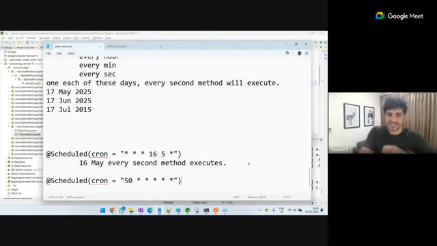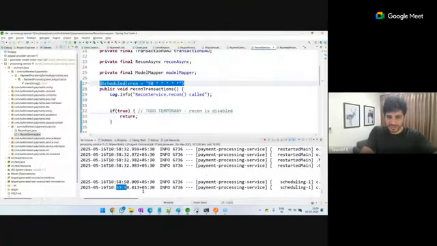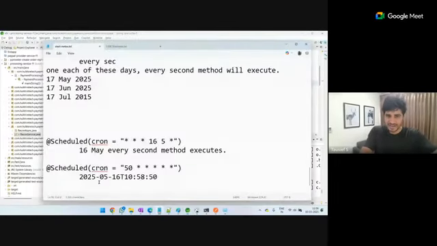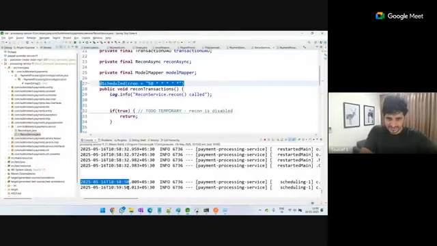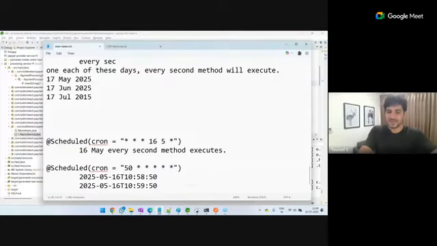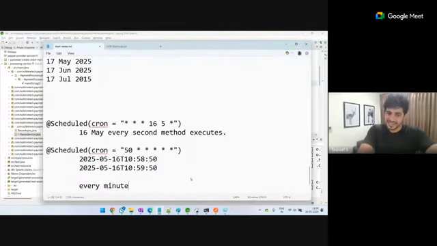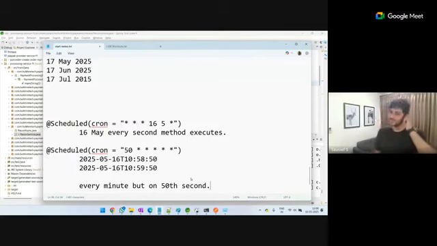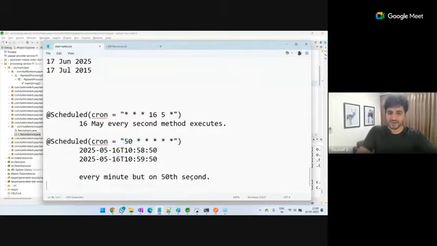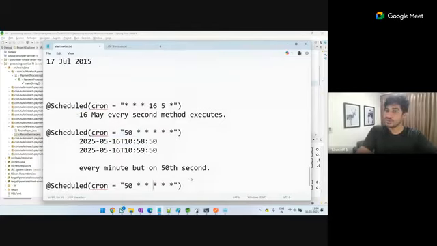When you put this statement, the output is executing like this, and like this, and like this, meaning every minute it's running, but on the 50th second. Now I'll give you a simple twist. Same thing, instead of 50th, now we will say 0.